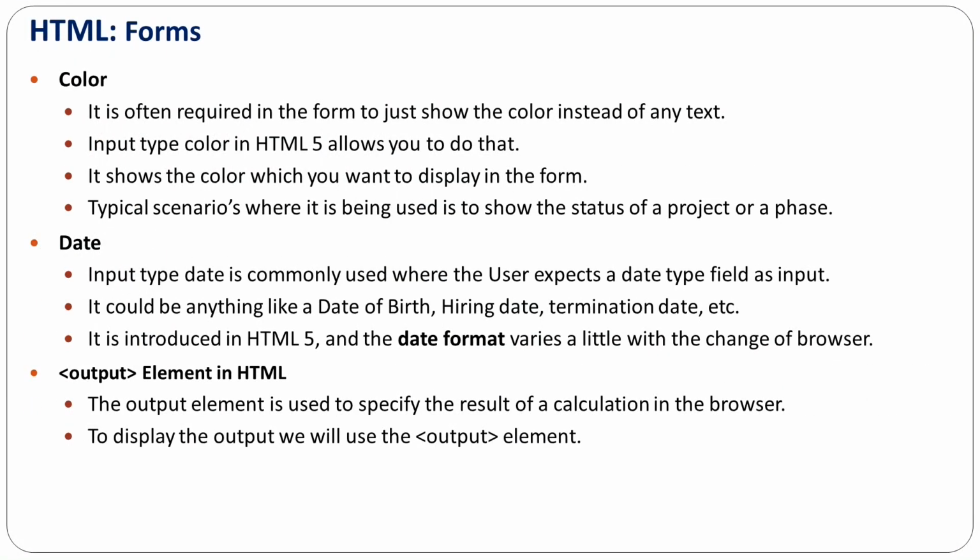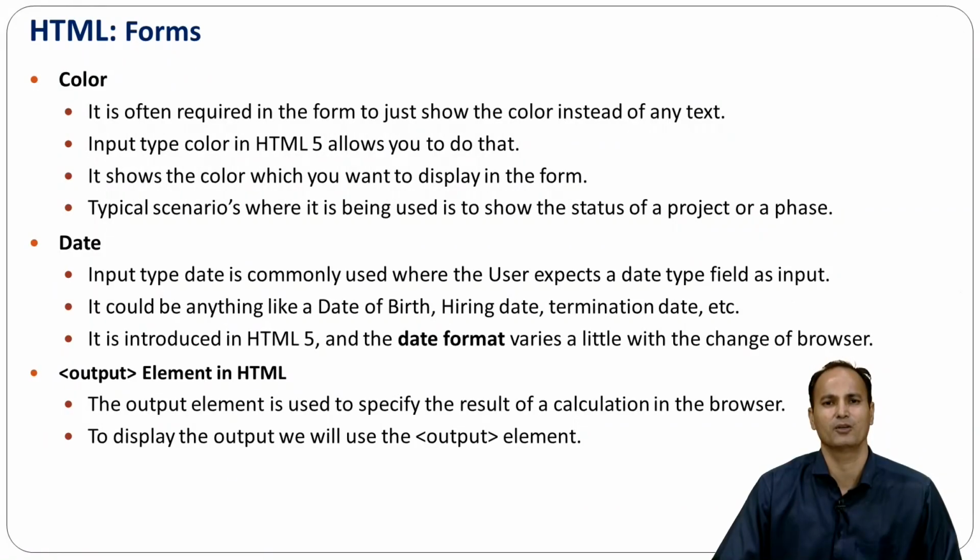Moving next is color. It is often required in a form to show a color instead of any text. Input type color in HTML5 allows you to do that. It shows the color which you want to display in the form. A typical scenario where it is used is to show the status of a project or a page. So if you want color selection, you can provide a color mechanism by writing input type is equal to color as a value. So it will pop up with the color one.